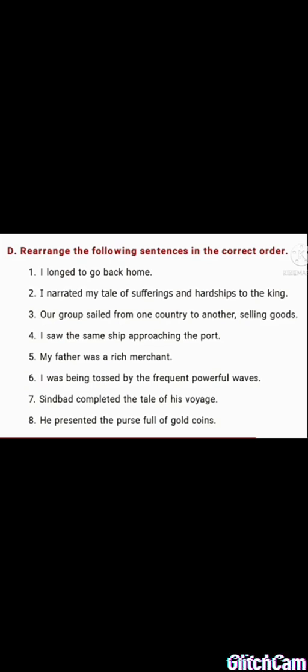Next would be the sixth one, I was being tossed by the frequent powerful waves. Next would be the second one, I narrated my tale of sufferings and hardships to the king. Next would be the first one, I long to go back home. Next one, fourth one, I saw the same ship approaching the port. Next one, Sindbad completed the tale of his voyage. And last one, eighth one, he presented the purse full of gold coins. So in this way you have to arrange the sentences and this would be the correct order of the story. Okay children, let me move on to the next exercise.